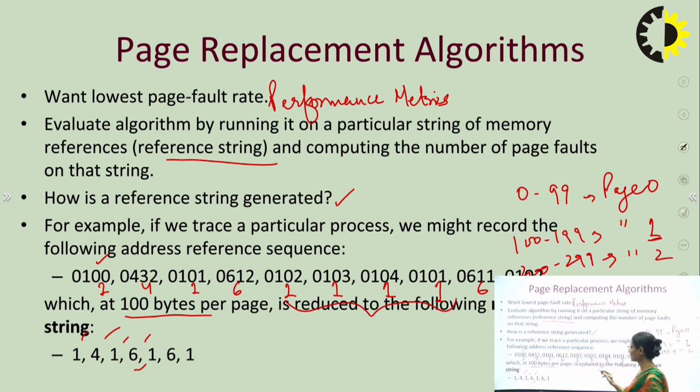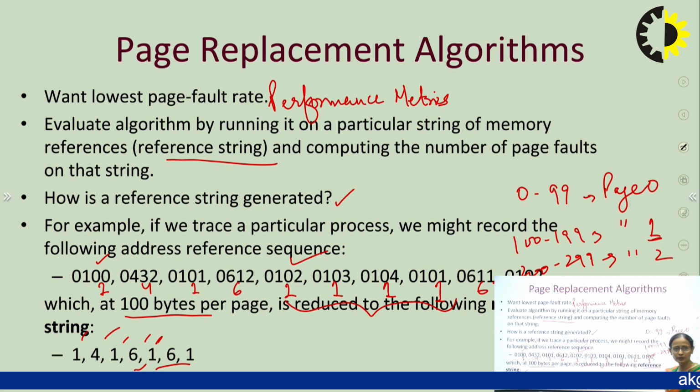Now what is happening? We are referring to this particular page consecutively at different locations and addresses. But once it has been brought into memory, no matter which particular memory location you refer to, that particular page would be counted once. So here the number 1 appears only once in this case, then 6, and then 1. So this is my reference string which I got with the help of my memory addresses.